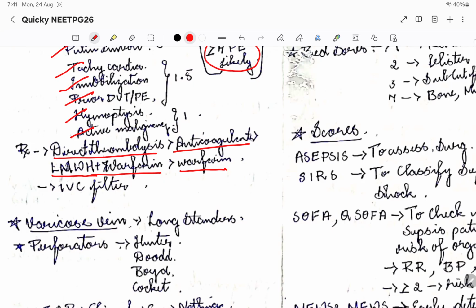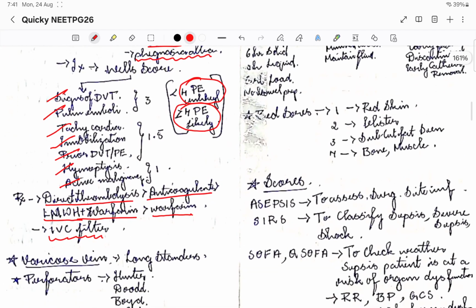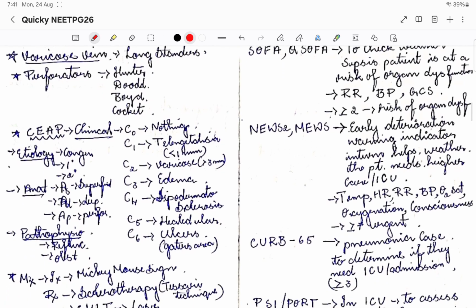Okay, or else we can use IVC filters. If there is an increased DVT, with too many emboli or thrombosis that we are detecting, we can go for IVC filters, where all these emboli will not reach the pulmonary circulation, right? So they can all be filtered out. So this is how we prevent pulmonary embolism from happening. Then moving on to the specifics of varicose vein.